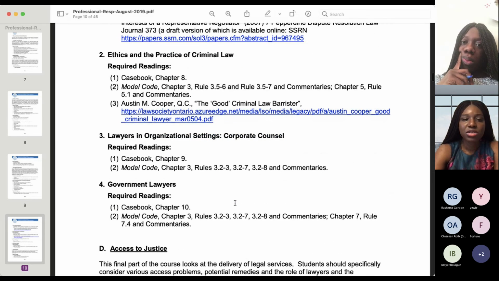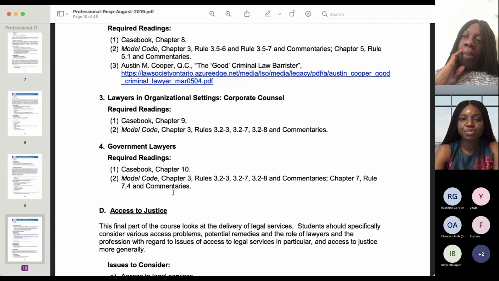And then, of course, it goes to ethics and the practice of criminal law. Tells you how to be a good criminal lawyer, what you're expected to do. Specific bullet points on this is what you should do and this is what you shouldn't do. We've talked about lawyers in an organization setting. So if you're a corporate counsel, usually the most important aspect there is reporting up the ladder, document protection. The client is the organization, not the officials. And then government lawyers, what is expected of you as a government lawyer?